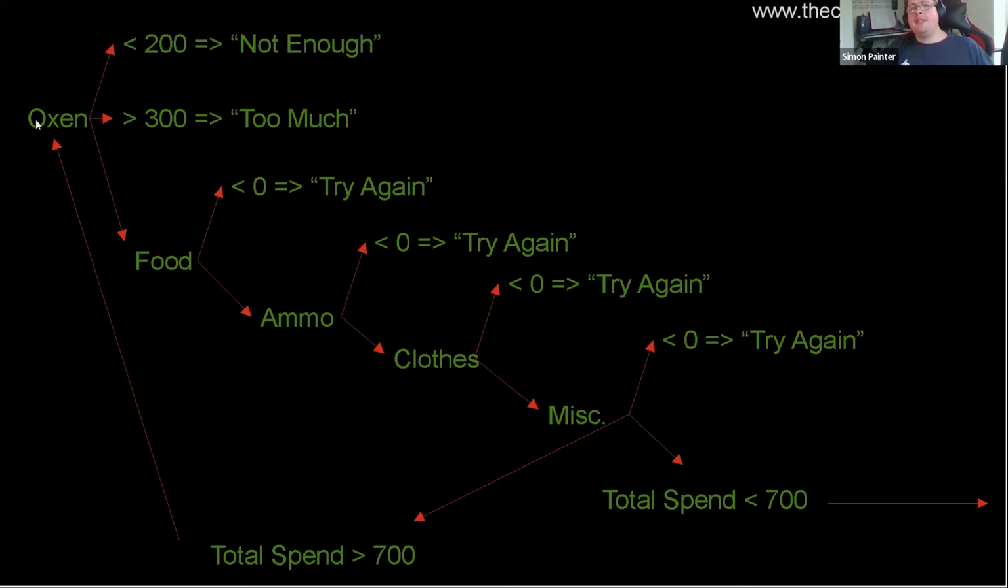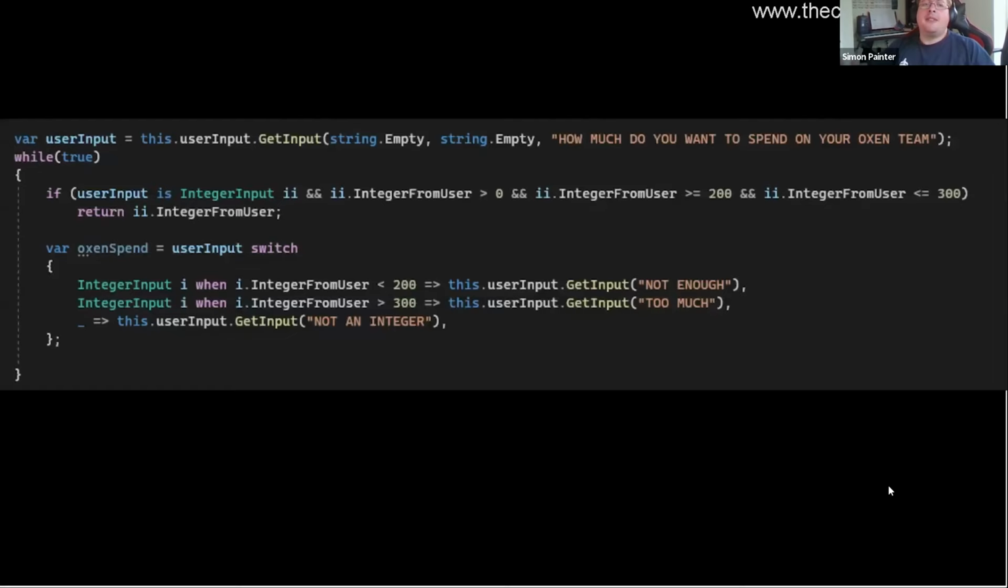So given oxen, it keeps looping around again and again until you reach a valid state. If it's less than 200, it says not enough. If it's more than 300, it says too much. Anything else, and it will carry on looping around this until you give a value between those. Then we switch on to food. And all that has to be is above zero. And again, it loops until the valid state is reached and so on with ammo, clothes, and miscellaneous. Then finally, at the end, there's another bit that says, have you spent more than $700 as it happens? If you have, then actually loop all the way back to the beginning and do the whole thing again. Now, if this were conventional object orientated code, then we might do something like this.